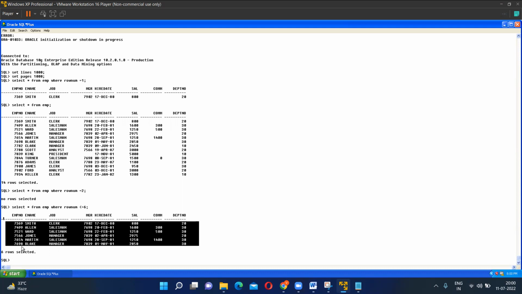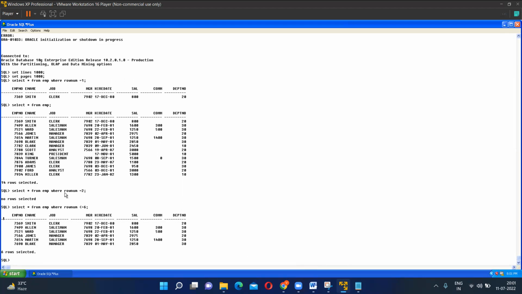If I want only the 6th record, select star from EMP where Rownum less than or equal to 6, minus select star from EMP where Rownum less than 6, or less than or equal to 5. Fine, guys. This is the query to get the first 6 records. But my question was to get the sixth record. Which is the sixth record, Kirti? Here 1, 2, 3, 4, 5, 6. Blake. Yes or no, guys?